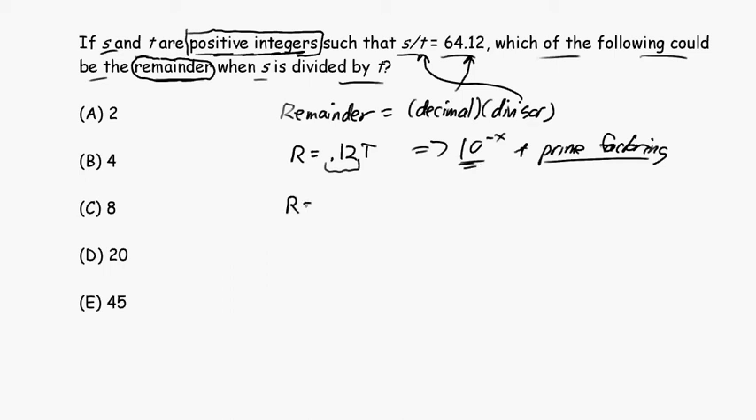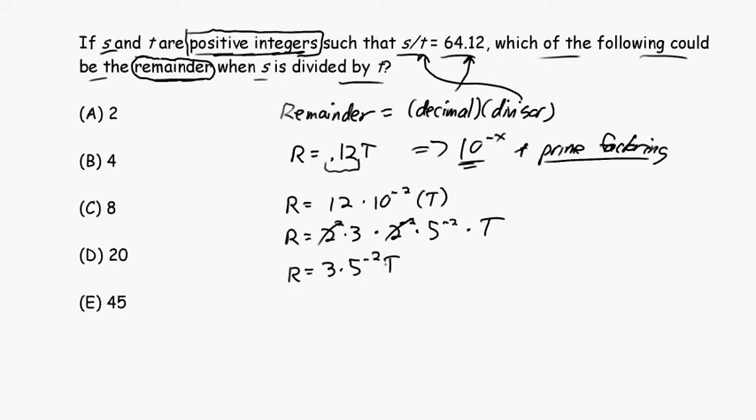So in other words, this is going to be R equals 12 times 10 to the negative 2 T. Prime factoring that will give us R equals 2 squared times 3, that's 12, times 2 to the negative 2 times 5 to the negative 2, all times T. That's a little bit quick, but again, the prime factoring. Now I can clean that up, get rid of the 2 squared and the 2 to the negative 2. So I have R equals 3 times 5 to the negative 2 T. Cleaning that up, R equals 3T over 25.